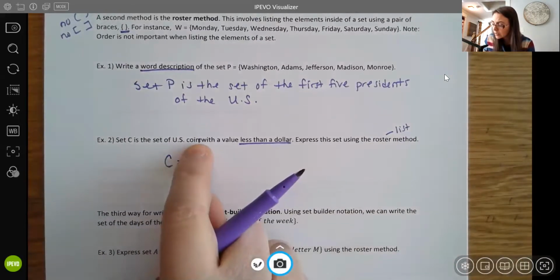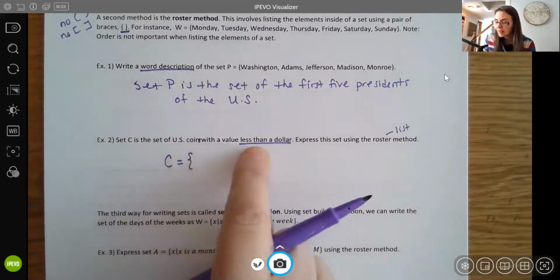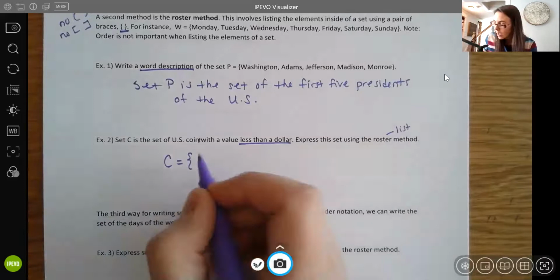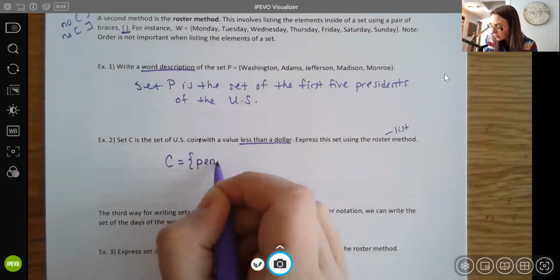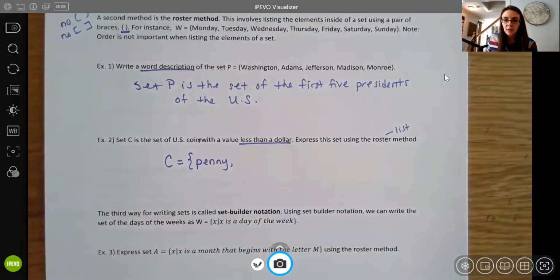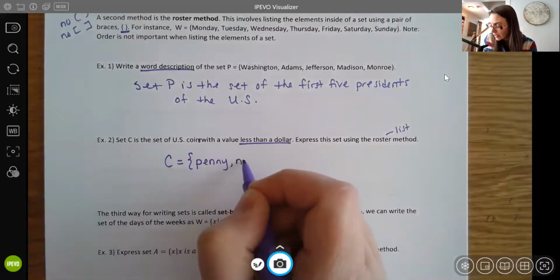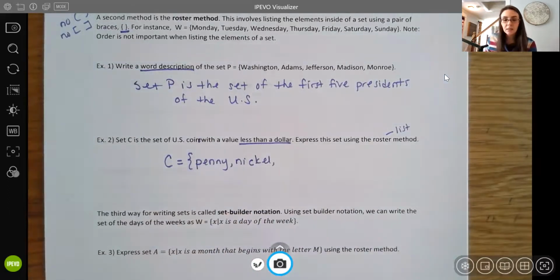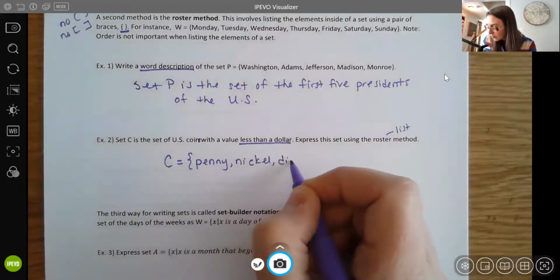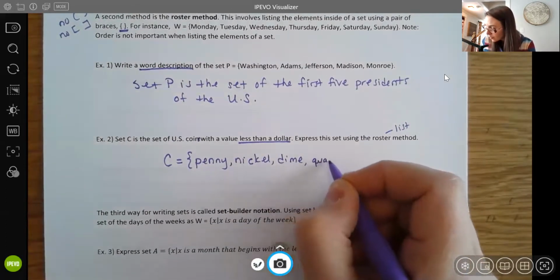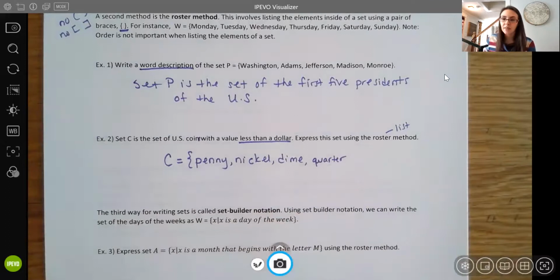So I need coins with value less than $1. All right, so think about the coins that we have. Obviously a penny, and we're talking US coins here. A penny has a value of 1 cent, so that's less than $1. A nickel is worth 5 cents. A dime is worth 10 cents. A quarter is worth 25 cents.